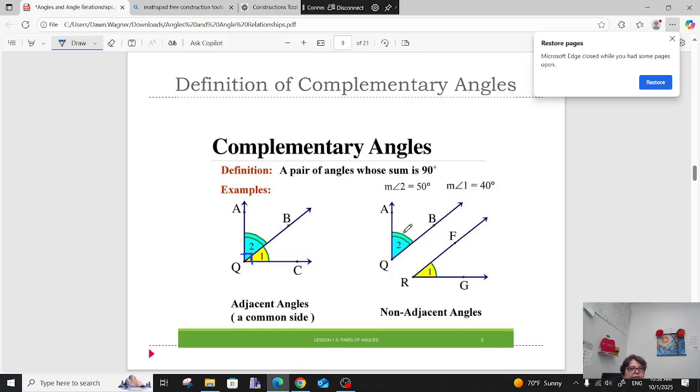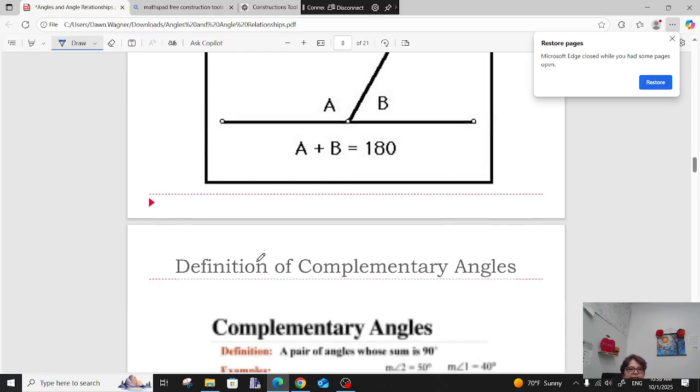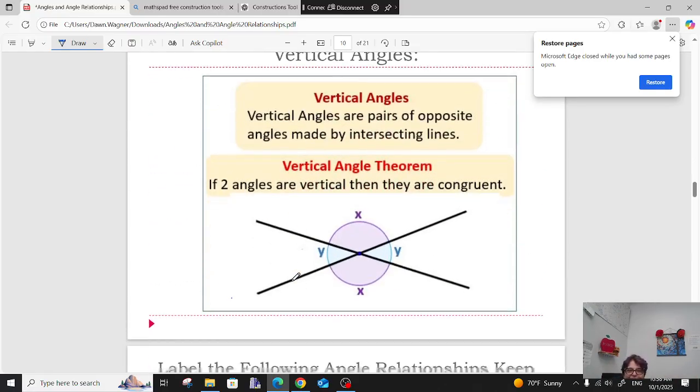60. If I come back to supplementary, if A was 120, that's your obtuse angle. If A was 120, what would B have to be? 60. Because together they make a straight line that has to add up to 180. See how it all, isn't math beautiful? It all comes together. It is beautiful.